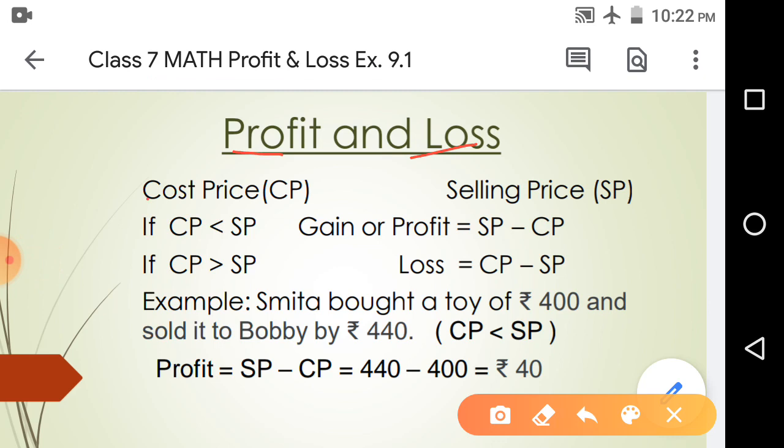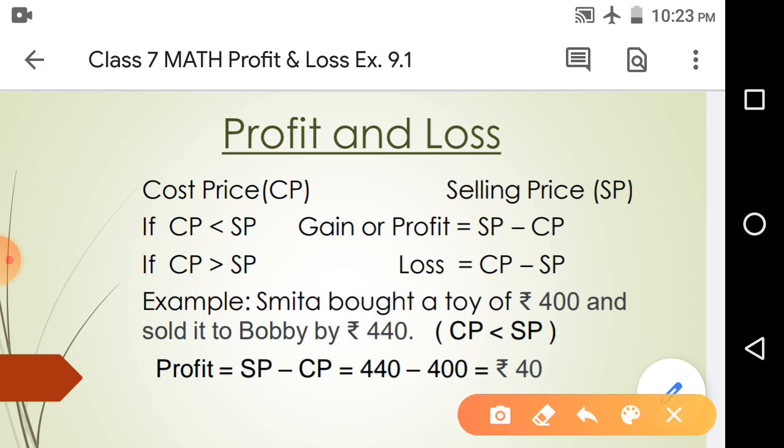The cost price is represented as CP and the selling price is represented as SP. There are two conditions. When the cost price is lesser than the selling price, then there is some gain or profit. That means when CP is lesser than SP, there is a profit, and this profit is equal to selling price, which is greater, minus cost price.